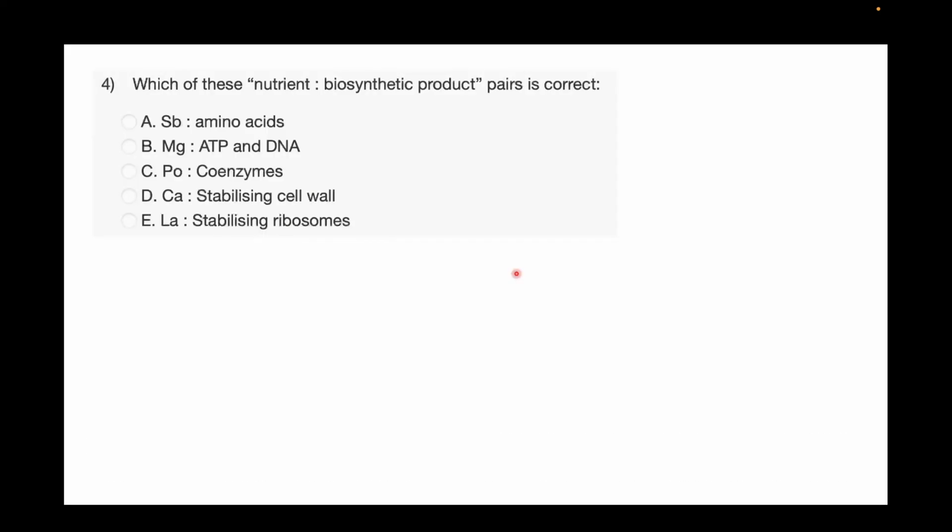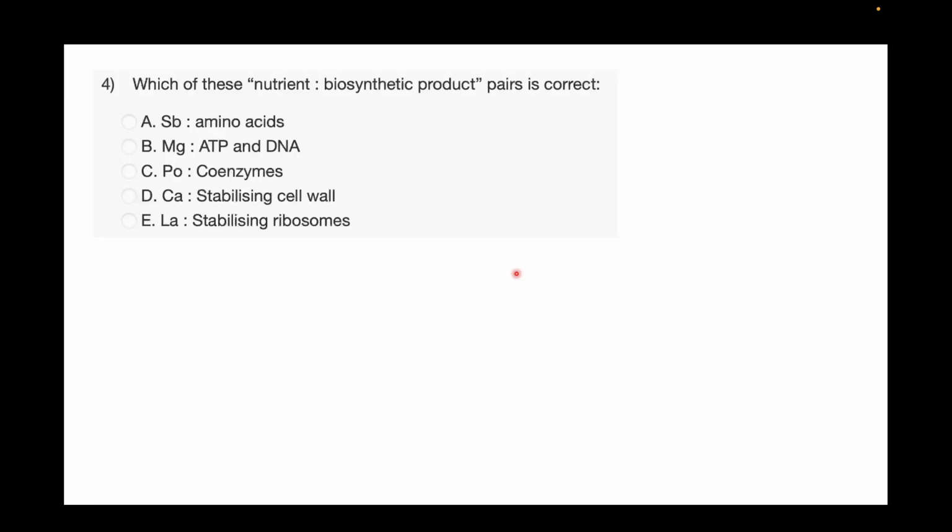Question number 4. Which of these nutrient biosynthetic product pairs is correct? Okay. So you have to identify what is the nutrient and what is the corresponding biosynthetic product the nutrient is involved in, and which is the correct match of the following.